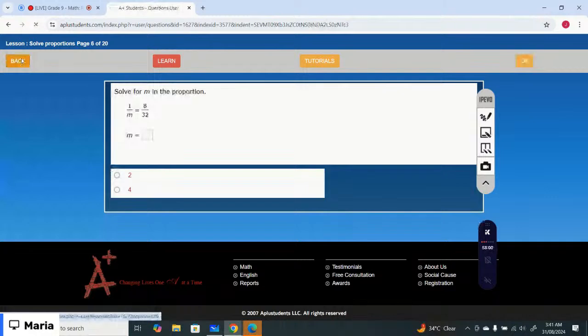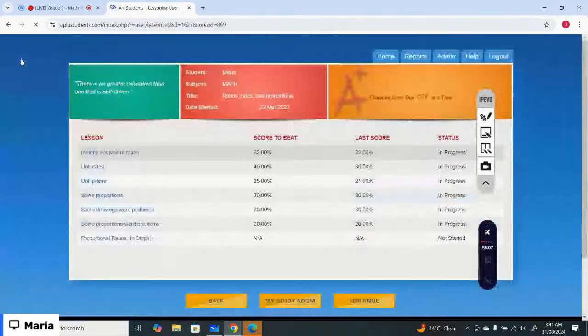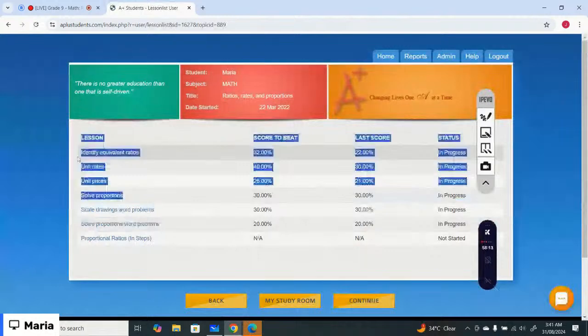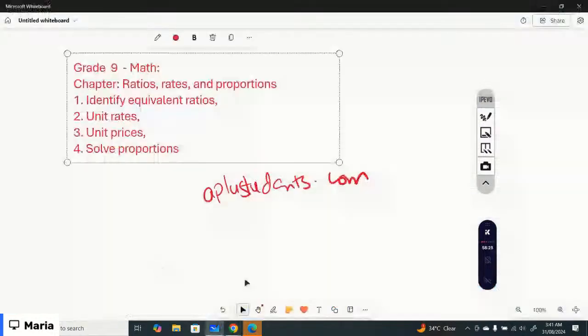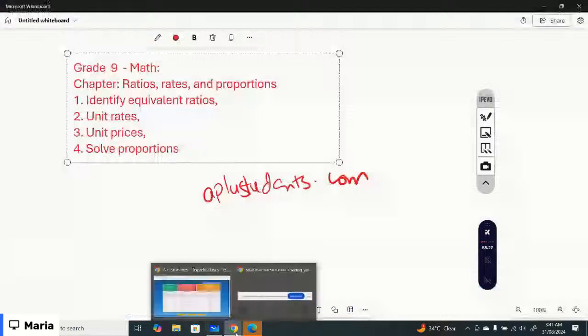So we were working on grade 9 math. The chapter we were working on is ratios, proportions and percents: ratios, rates, and proportions. The lessons we have covered today are identify equivalent ratios, unit rates, unit prices, and solve proportions. Please make sure before the next session you complete all the practice questions for the lessons we just did. That is your homework until the next session, right?